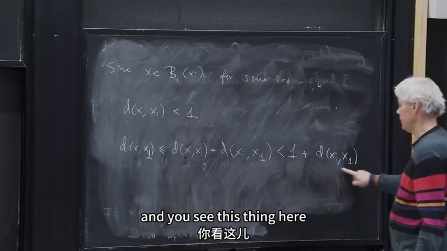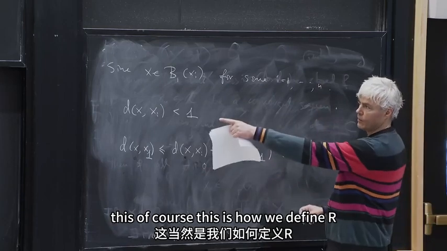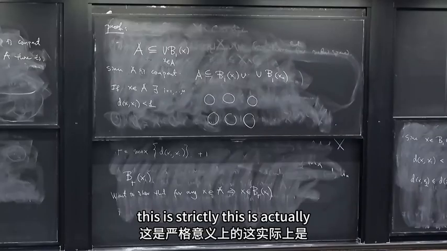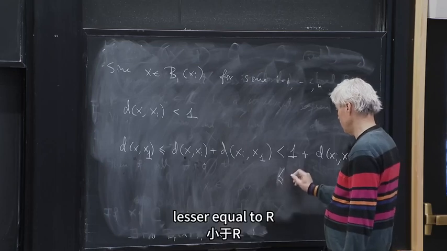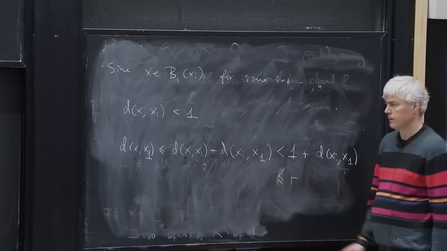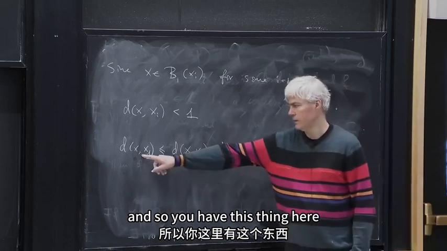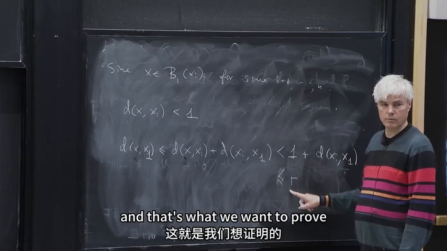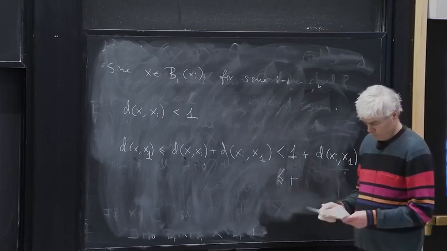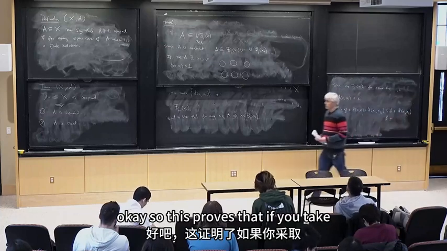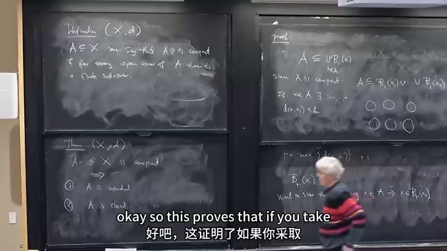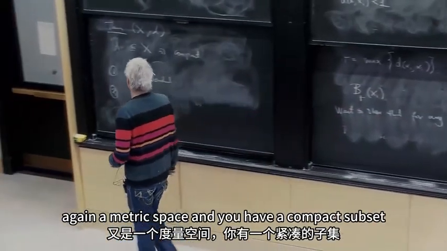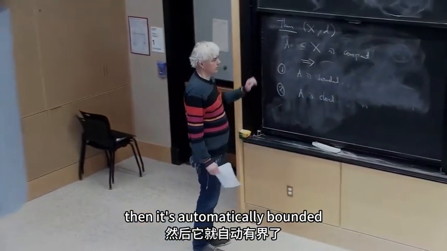And you see this thing here is, of course, how we define R. This is actually less or equal to R. And so you have that this thing here is strictly less than R, and that's what we want to prove. Okay, so this proves that if you take a metric space and you have a compact subset, then it's automatically bounded.